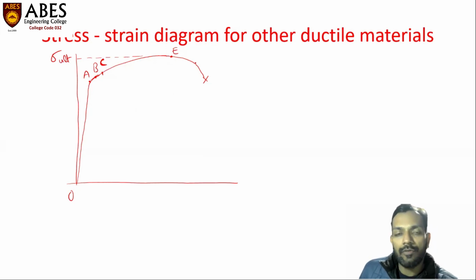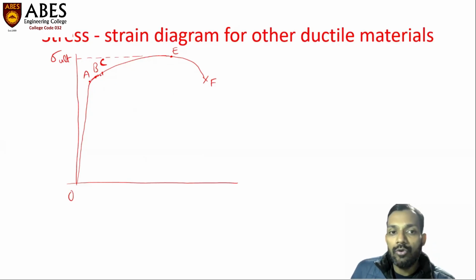Then the neck formation takes place as usual and we get the fracture point. So almost all the points are same except that instead of two yield points, upper and lower one, we get only one yield point. Now how to identify where is the yield point? Because it's a smooth curve. There is no sudden drop.